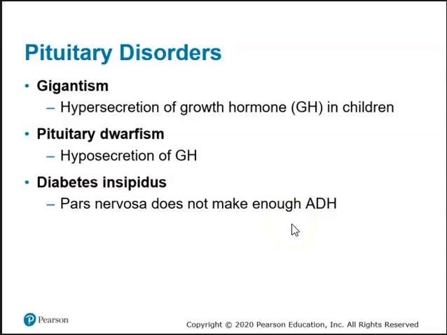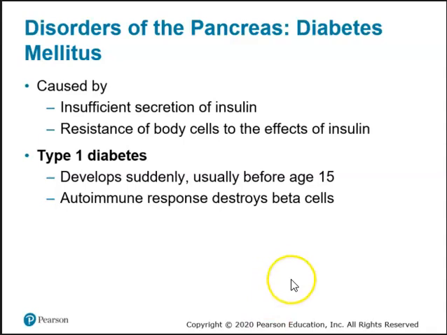Diabetes insipidus will exhibit the same symptoms as diabetes that we see in diabetes mellitus patients, the three P's. So the 3 P's being polyuria, polydipsia, and polyphagia, which we'll talk about when we get into diabetes mellitus. So diabetes mellitus is actually a disorder of the pancreas, and it's caused by an insufficient secretion of insulin. And then we have resistance of the body cells to the effects of insulin.